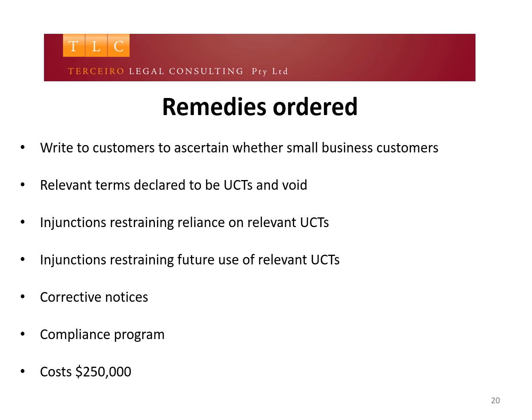The remedies ordered in the case were interesting. The first was a requirement on Fuji to write to all its customers, the 34,000 customers, to ask them some questions about the number of employees that they had at the date they entered into the contract, because that would determine whether they were small business customers and whether the UCT laws applied to them, whether accordingly the relevant terms were void and unenforceable. So they have to write out, find out whether these particular customers are small business customers, then advise them that specific terms in their agreement are void and unenforceable.